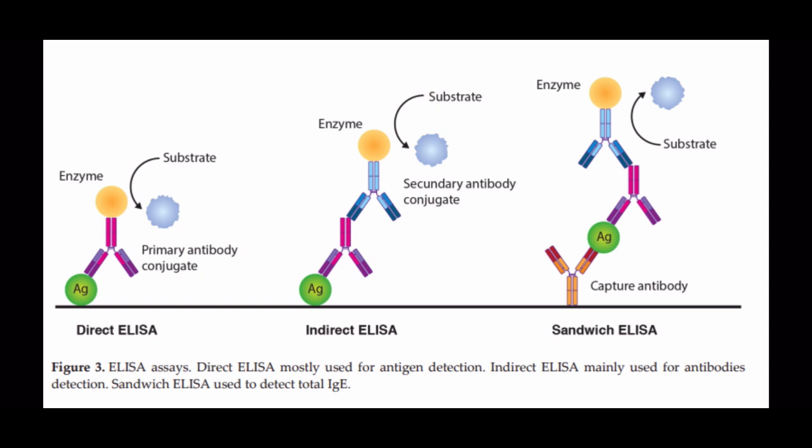I recommend watching digital animations of both procedures and then testing yourself by drawing the process from memory. In sandwich ELISA, there are 3 antibodies involved, creating the sandwich structure.